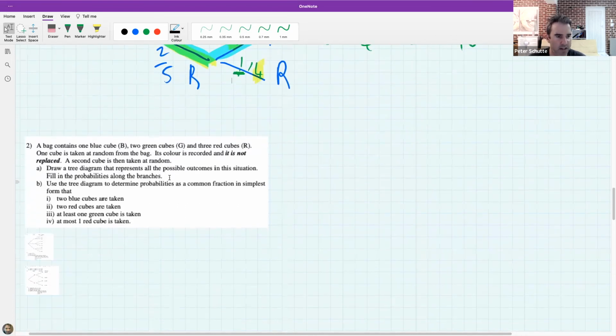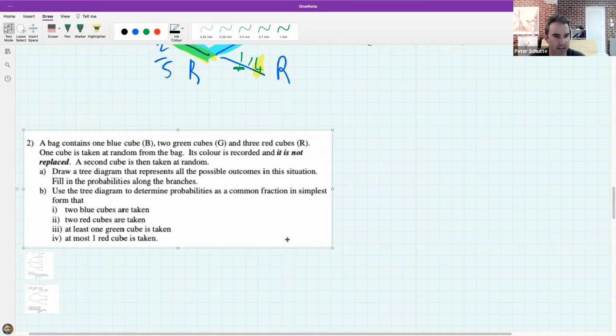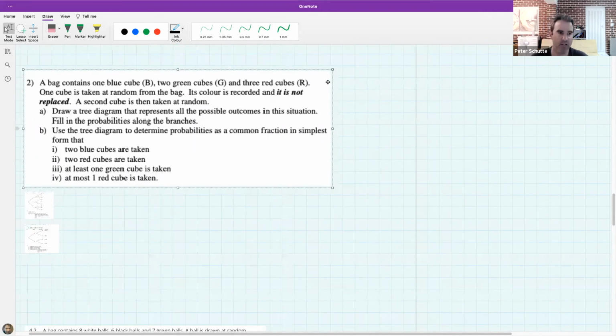Okay, let's do another one of these. So let's try and do this. A bag contains 1 blue, 2 green, and 3 red. So I want you to try and draw the tree diagram for this. And then let's start by trying to do at least the first 2 questions. Okay, so over to you guys. Think about the choices that are involved. And let's just do those 2 there.